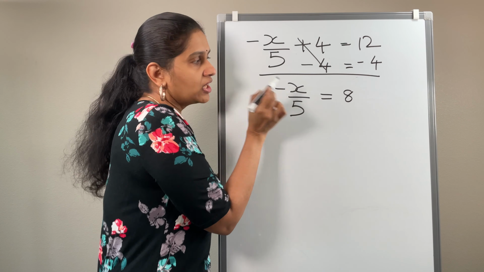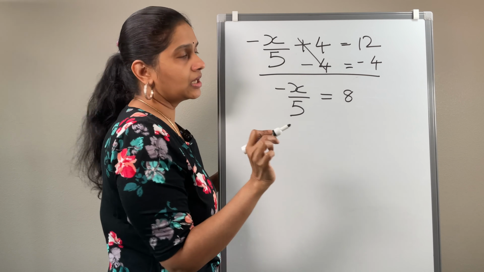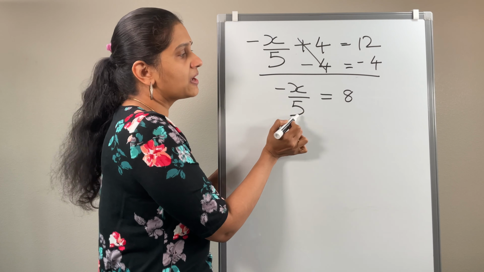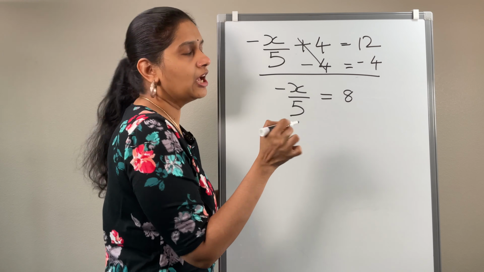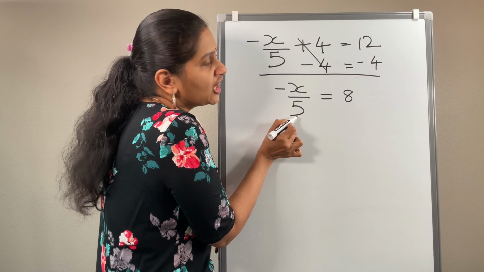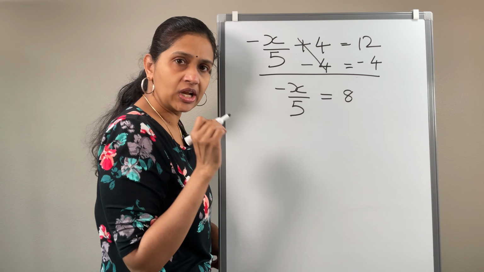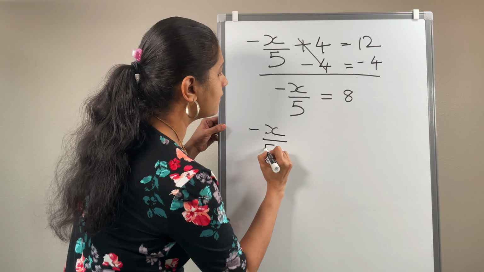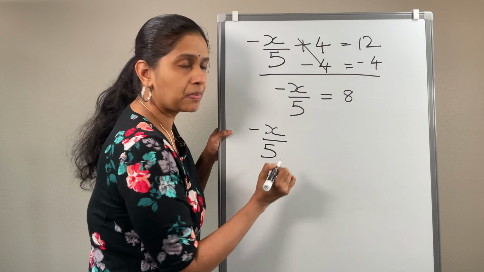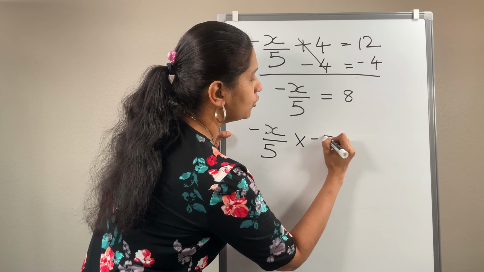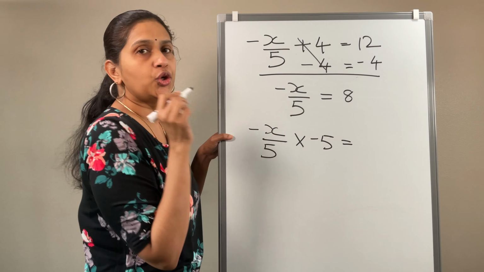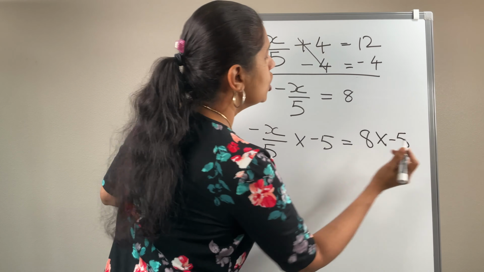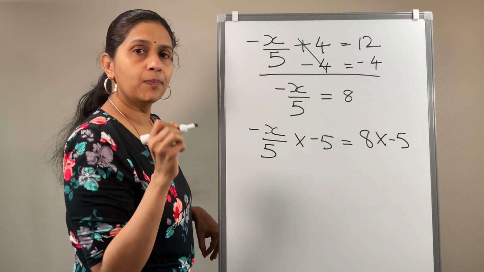Now we have to avoid this variable x. What is the number which is associated with this x? Minus 1 by 5. Minus x by 5 means minus 1 by 5 x. So we have to avoid this negative and 5 in order to isolate the variable x. For that, you have to multiply negative x by 5 times negative 5. When you do one operation on one side, you should do the same thing on the other side also. So I am multiplying negative 5 on both the sides.